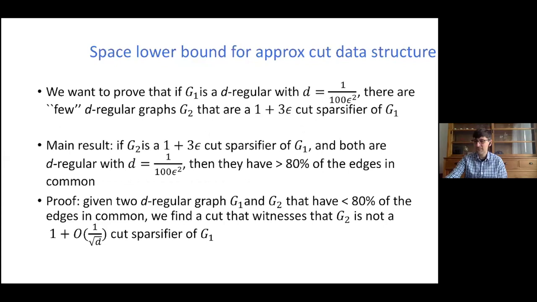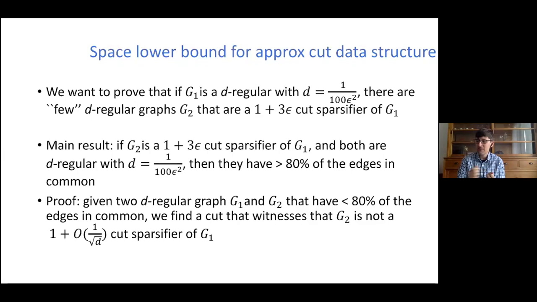Okay, so how do we argue that? When you look at fairly sparse regular graphs, not too many pairs of them can be good approximations of each other. So we argue that if you look at two fairly sparse regular graphs, in order to be good cut approximators of each other, they must have a lot of edges in common. And this cannot happen for too many pairs of graphs, because then your degrees of freedom are just the remaining edges. And so you take the contrapositive of that. You want to argue that if you have two sparse regular graphs with not too many edges in common, it's possible to find a cut that noticeably distinguishes between those two graphs.